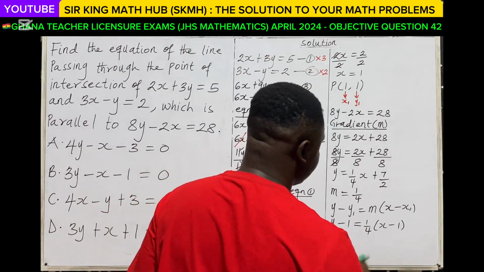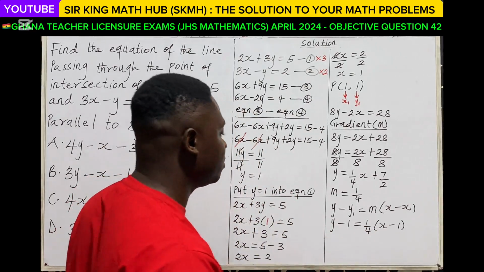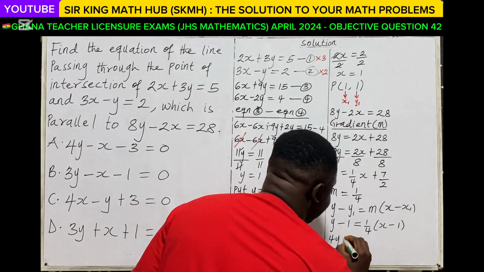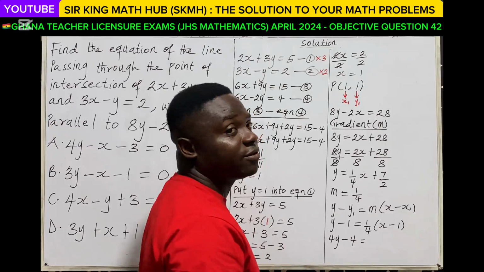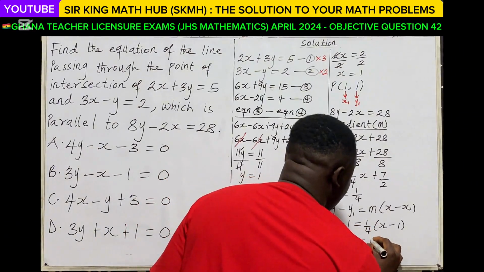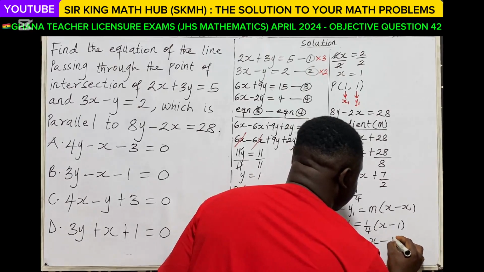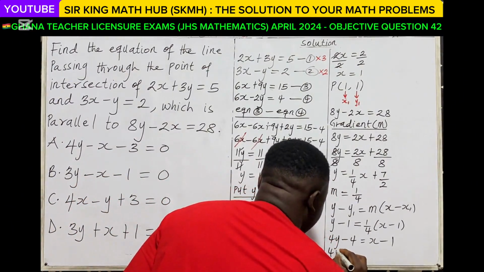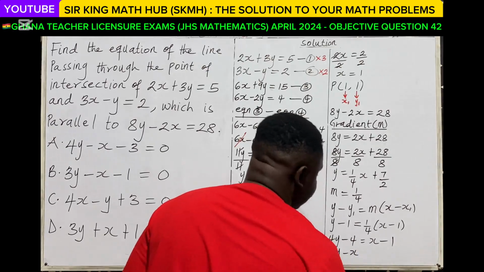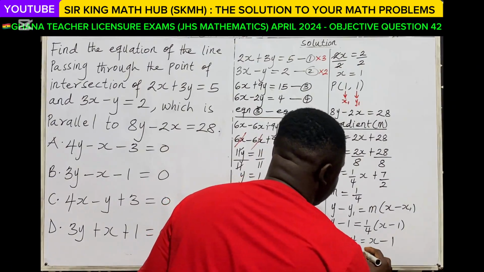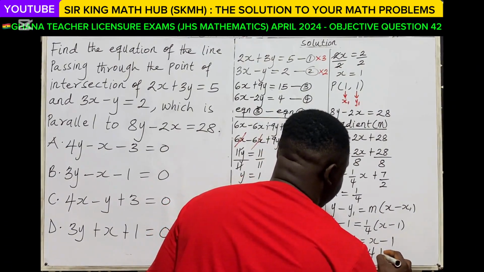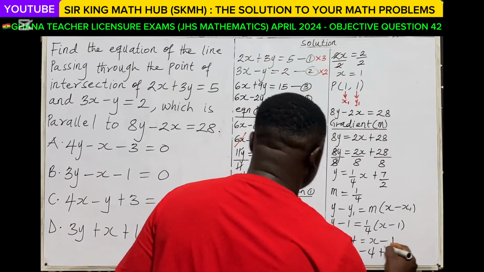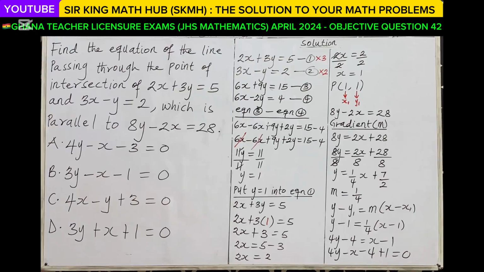So you can multiply each term by the LCM. The LCM here is 4. So when you multiply y by 4, you will have 4y minus 1 times 4 minus 4. 1 out of 4 times 4, so the 4 will cancel out, leaving 1. So we have x minus 1. Okay, so we have 4y minus x minus 4 plus 1. So we are equating everything to 0. Yes, because in the alternatives every equation was equated to 0.